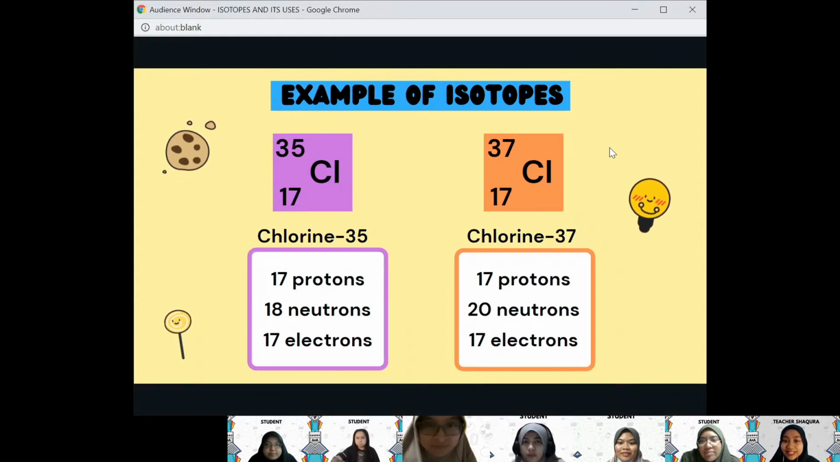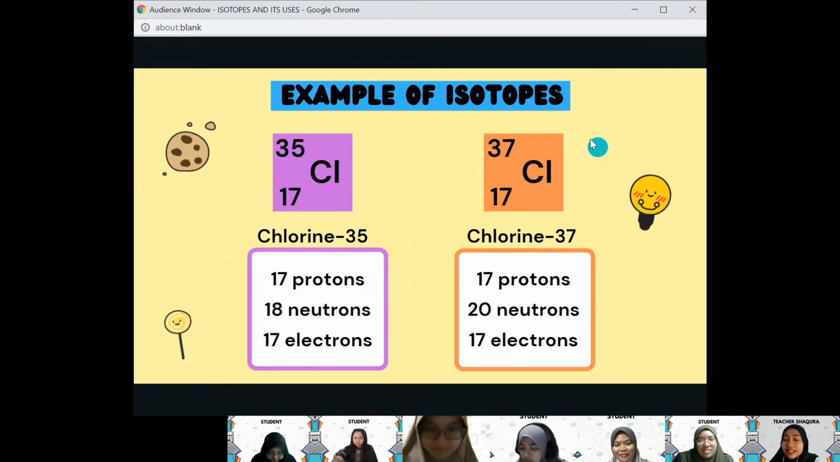Teacher, I have a question. Isotope is like our sibling. We have the same parents, but we are some different in physical appearance, in some genetic codes. We are different on that. So, the isotope is the same like our sibling? Yes, correct. That's a good analogy, Iliana.